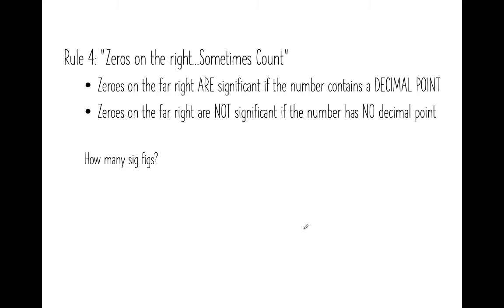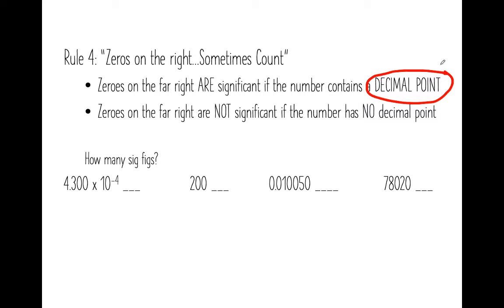Now here's where things get a little bit more complicated. We're still talking about zeros, but this time we're talking about zeros on the right side. And these zeros sometimes count. How do we know if they count or not? We have to see if there is a decimal point stated somewhere in the question. If you see a decimal point anywhere in that number, then you know that the zeros on the right side do count. If you don't see a decimal place, the zeros on the right side do not count towards significant digits.